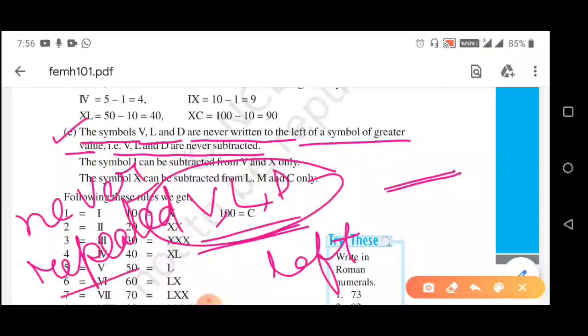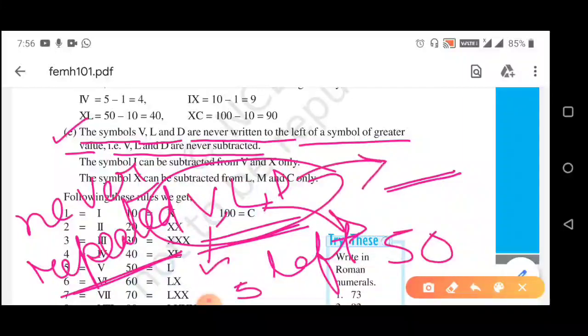So for V, L, D, two things are there. V is for 5, L is for 50, D is for 500. These V, L, D are never repeated and cannot be written on the left side of the greater symbol. That means V, L and D are never subtracted.